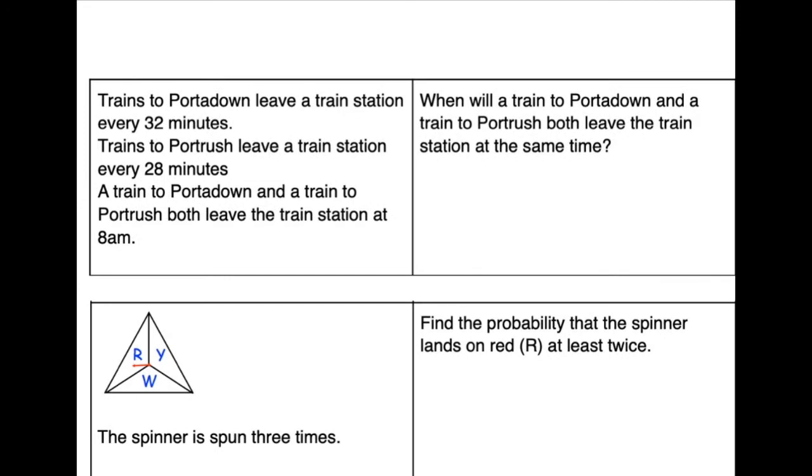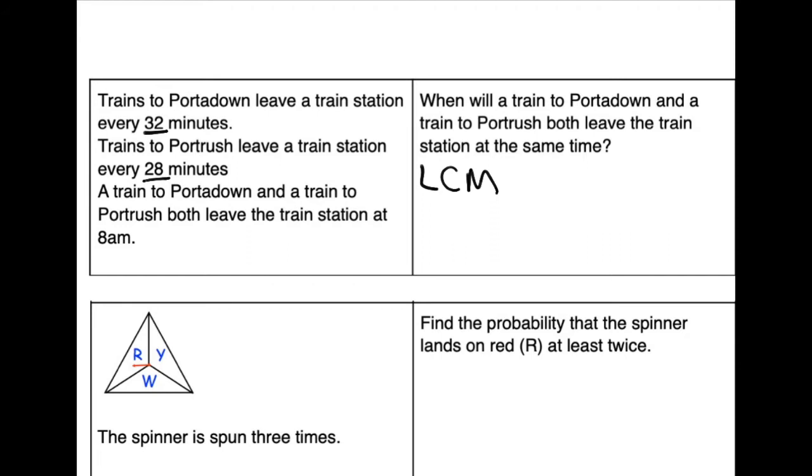Now this first one, the trains to Portadown and trains to Portrush, is a very typical sort of question that comes up in the GCSE papers. It is the sort of question where two trains happen to leave at the same time, they take different amounts of time to get there, and then you've got to work out the next time that they arrive together. That's a very common type of question that can come up. And the strategy here is that we should be finding the lowest common multiple of 32 and 28. Okay, so we're looking for the LCM, the lowest common multiple of 32 and 28.